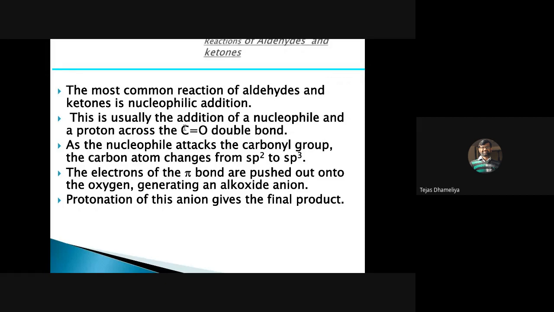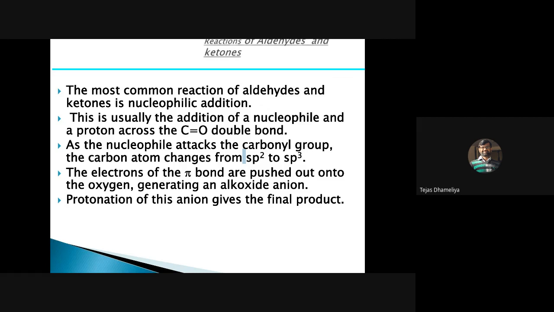Usually, the addition of a nucleophile across the carbon-oxygen double bond. As the nucleophile attacks the carbonyl group, the carbon changes from sp2 to sp3. Now, sp2 carbon is basically the trigonal planar one, where one s type of orbital and two p types of orbitals are conjugated to each other to make sp2. And sp3, where one s type of orbital and three p types of orbitals are conjugated.